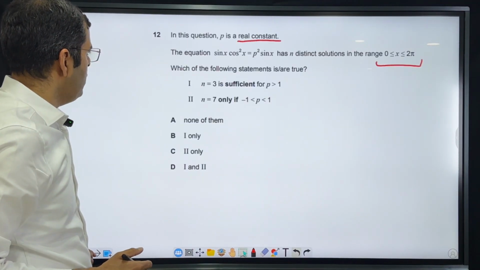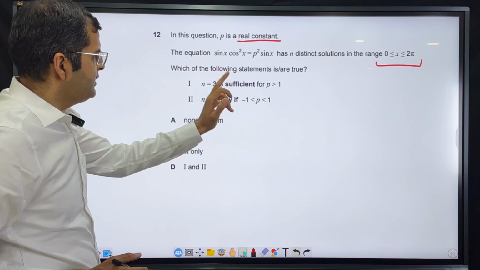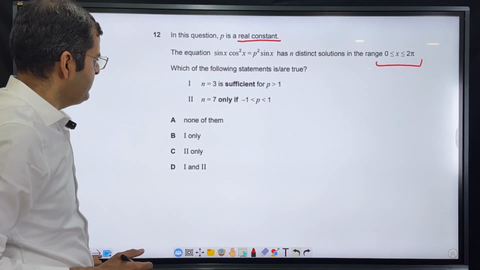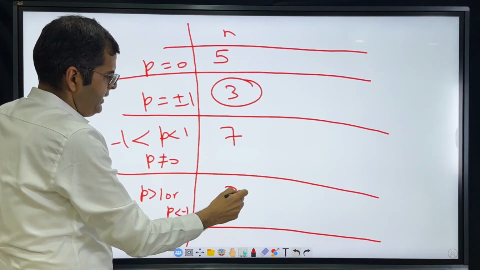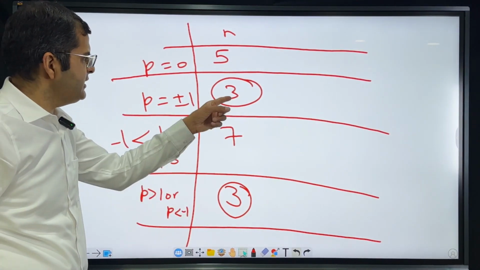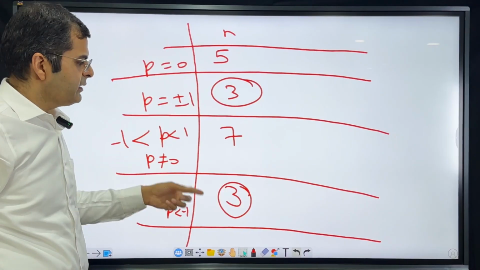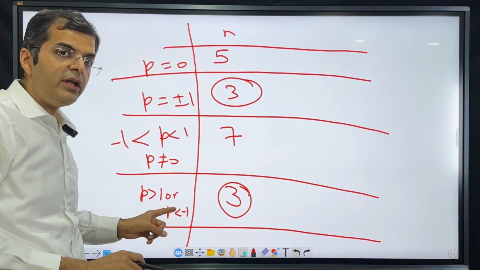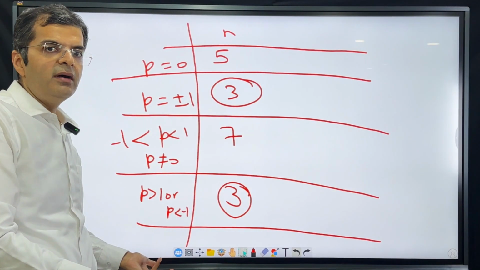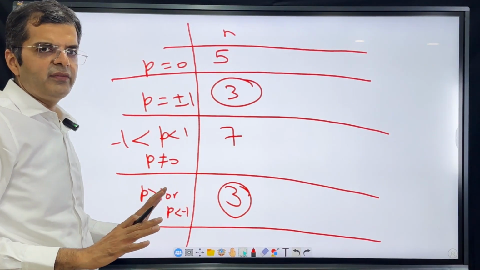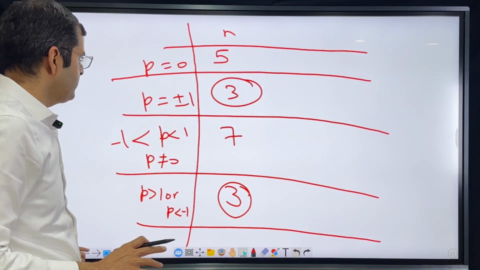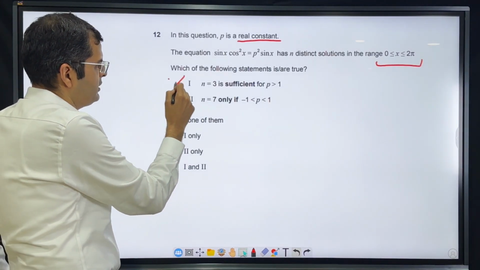Now if I go to the options, N is equal to 3. Is it sufficient to say that P is greater than 1? N is 3 here, and N is 3 here. So in this case, P is actually equal to plus minus 1. And in the other case, P can be greater than 1 or less than minus 1. So N equal to 3, you can't for sure say that P is greater than 1. So the first option is not a sufficient condition.